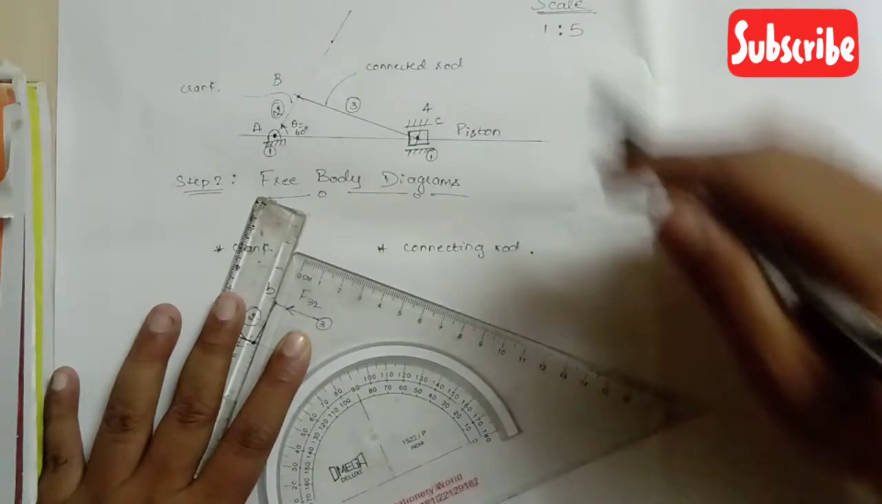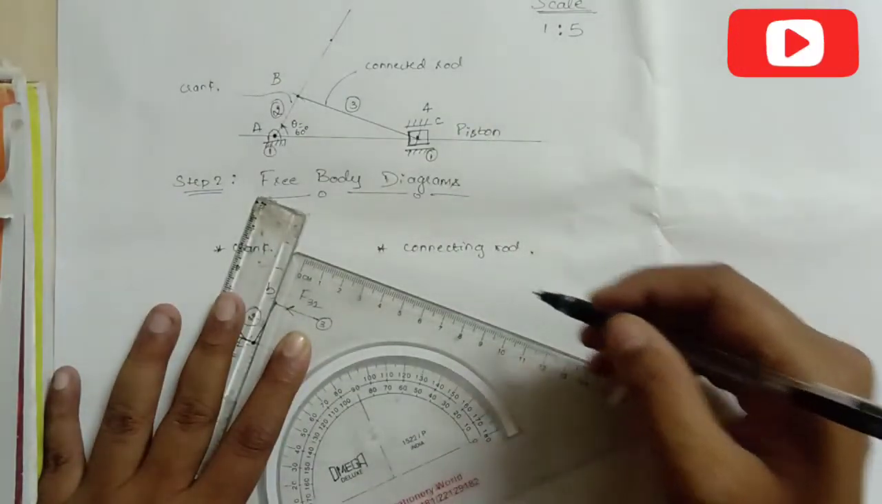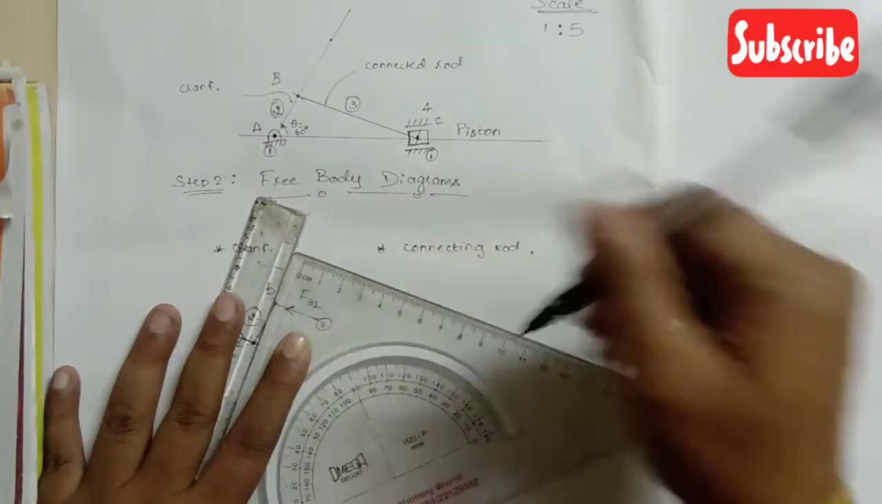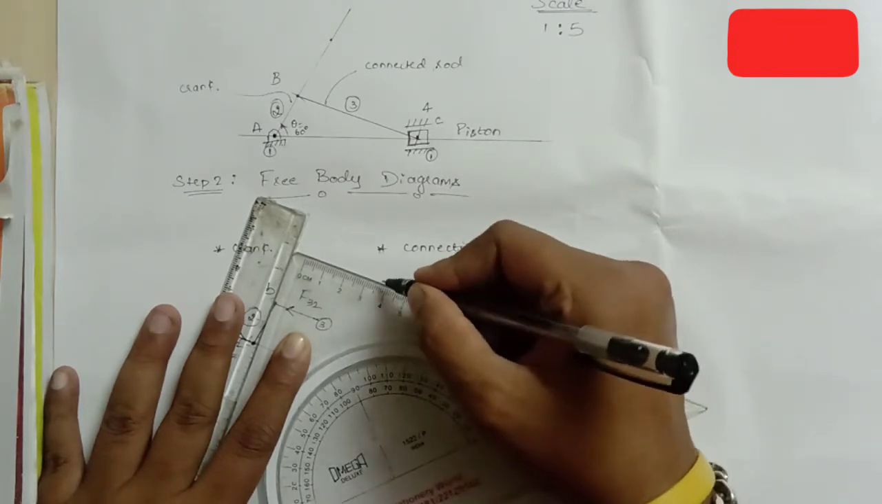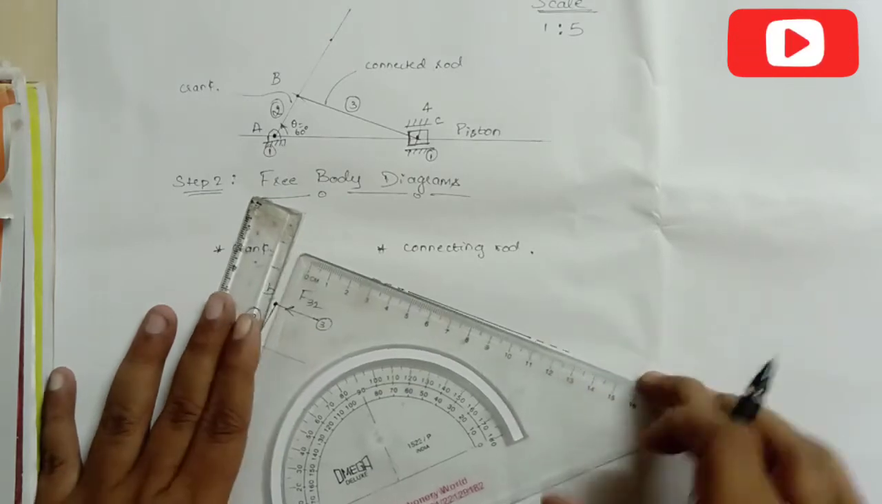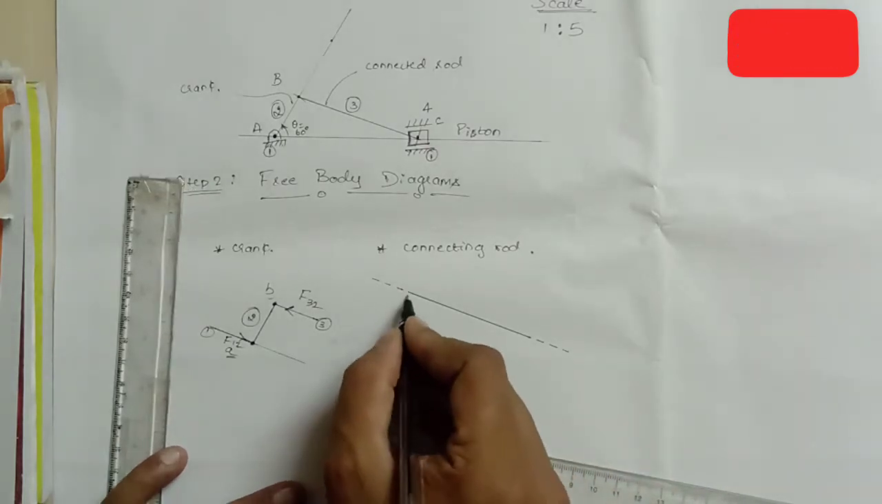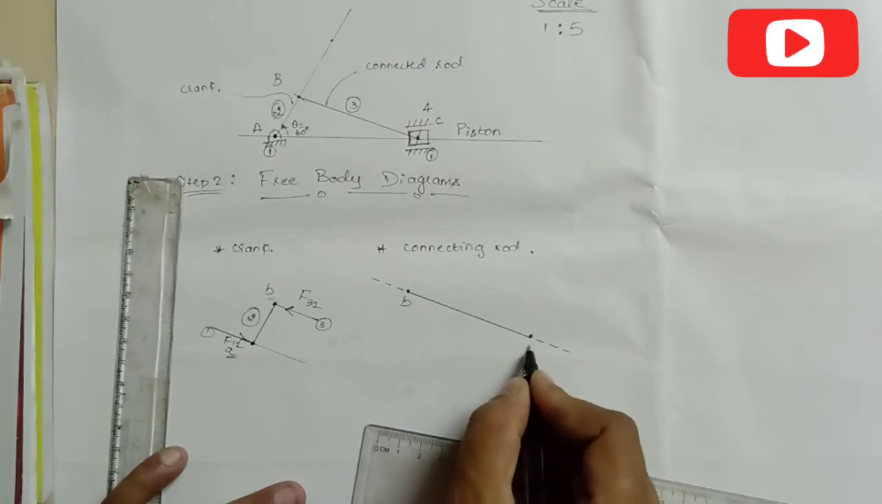Now what was the line segment we had drawn here? The given length was 300 divided by 5, so our line segment was 6 centimeter. So I will take 6 centimeter length here. Now I will extend this line by 1 centimeter in order to represent the line of action direction of the forces. This is my end B, and this is my end C.